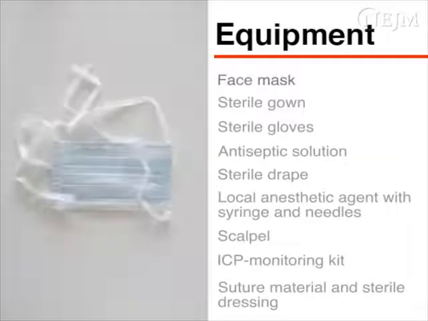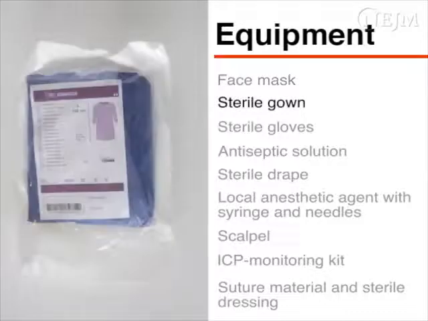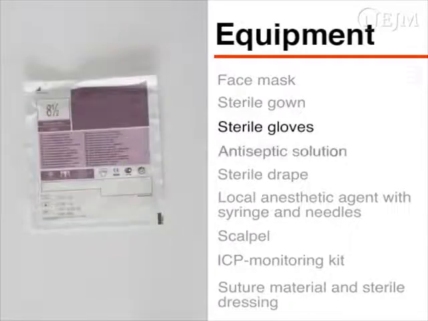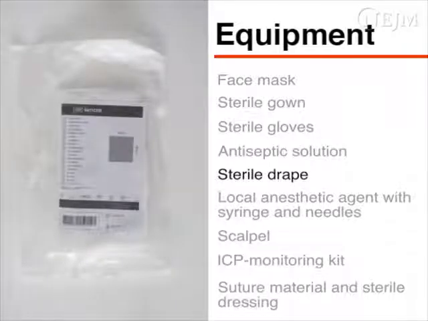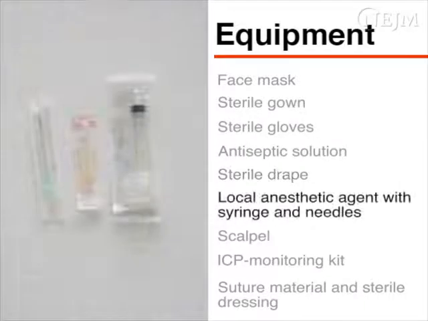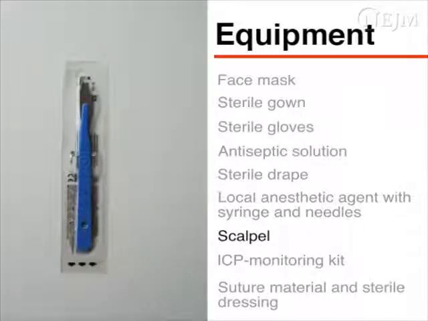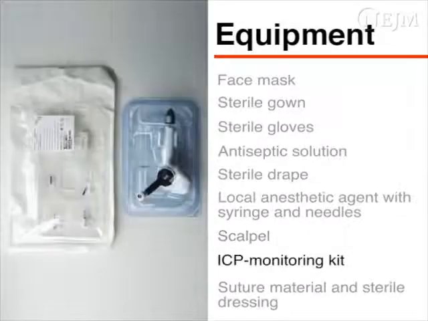For the procedure itself, you will need a face mask, a sterile gown and sterile gloves, an antiseptic solution such as chlorhexidine, a sterile fenestrated drape, a local anesthetic agent such as 2% lidocaine with 1 in 200,000 adrenaline, a 5 ml syringe, a 21 gauge needle for drawing up the anesthetic and a 27 gauge needle for administering the anesthetic, a scalpel with a number 11 blade, and an ICP monitoring kit.